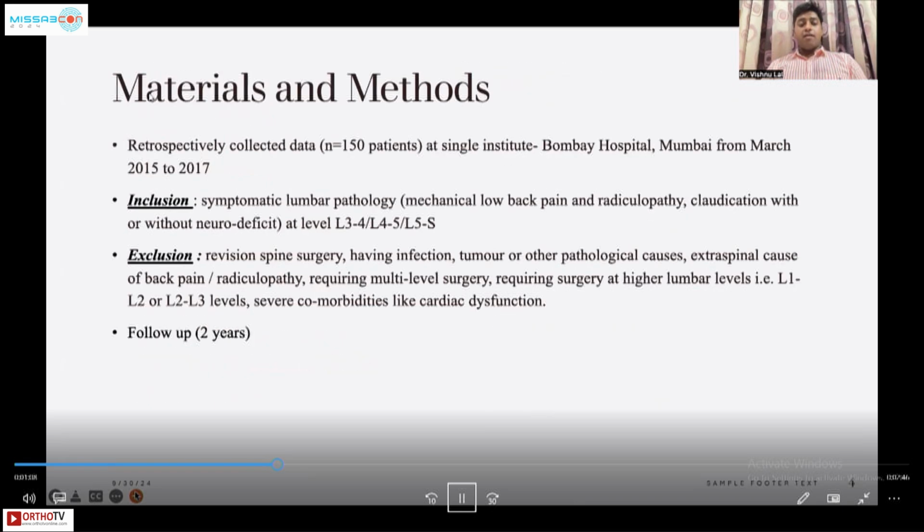In our study, the aim was to see the effectiveness and advantage of spinal anesthesia over general anesthesia. 150 patients were included in the study at Bombay Hospital from 2015 to 2017. Patients included in the study had symptomatic lumbar pathologies, that is, mechanical low back pain with radiculopathy, with or without neurodeficits. Patients excluded from the study were revision spine surgeries, spinal pathologies or extra-spinal causes of back pain, multi-level surgeries, surgeries at a higher lumbar level or above L1, L2, and patients with severe comorbidities like cardiac dysfunction.